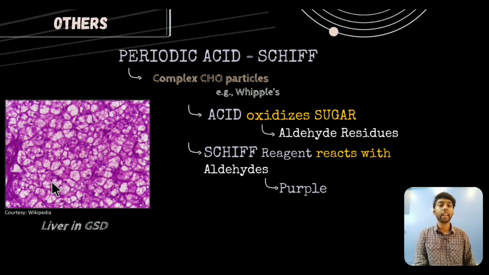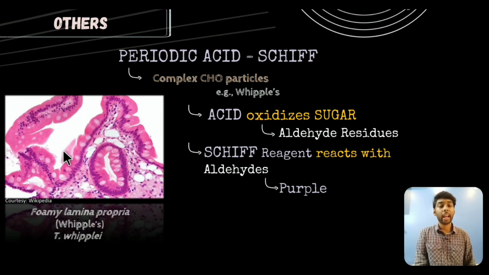So this is a slide of the liver, of the hepatocytes in glycogen storage disease. So there is a lot of glycogen inside of the hepatocytes, and the glycogen molecules are actually polymers of glucose. So they are polysaccharides. And remember, what was the purpose of periodic acid-Schiff stain? The purpose was to visualize complex carbohydrate particles, and glycogen here is a complex carbohydrate. So here we can see a purple colored slide of liver in glycogen storage disease due to the periodic acid-Schiff staining.